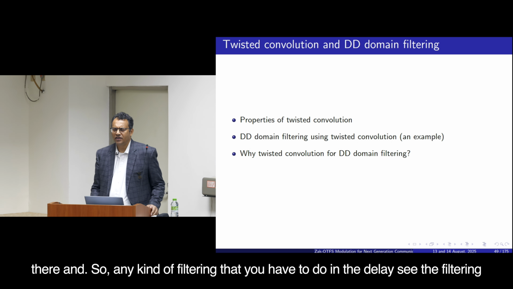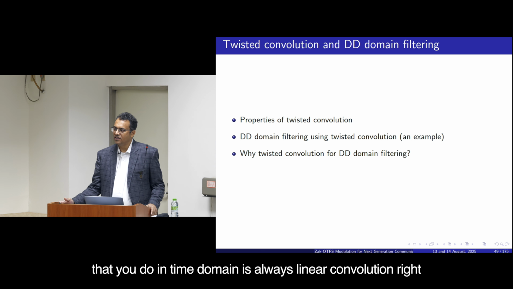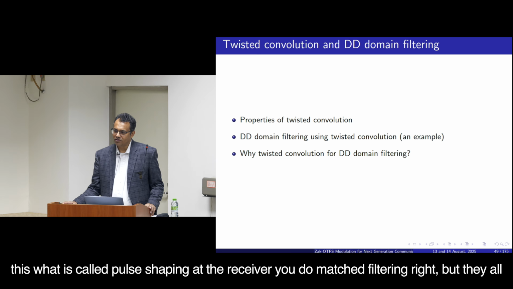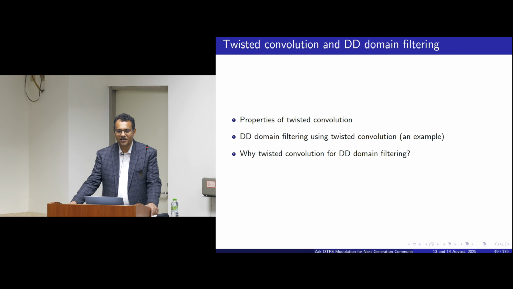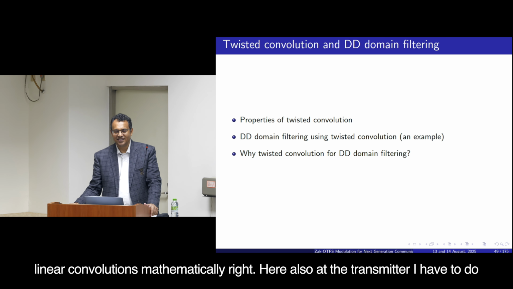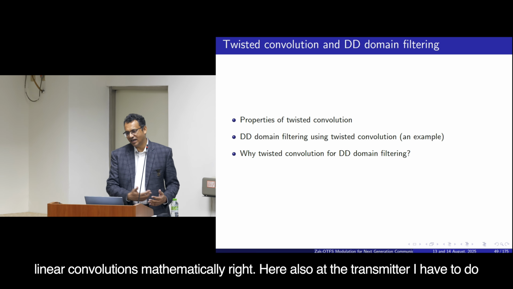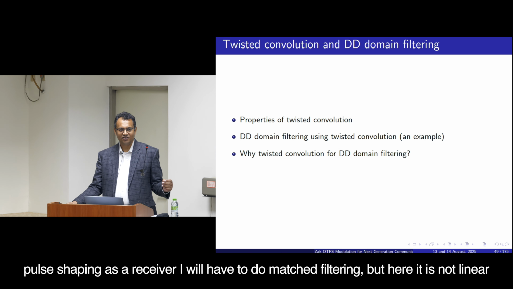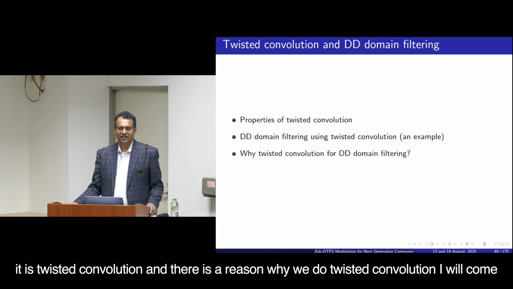And so, any kind of filtering that you have to do in the delay, see the filtering that you do in time domain is always linear convolution, right. At the transmitter you do what is called pulse shaping, at the receiver you do matched filtering, but they are all linear convolutions mathematically, right. Here also at the transmitter I have to do pulse shaping, at the receiver I will have to do matched filtering, but here it is not linear, it is twisted convolution. And there is a reason why we do twisted convolution, I will come to that.